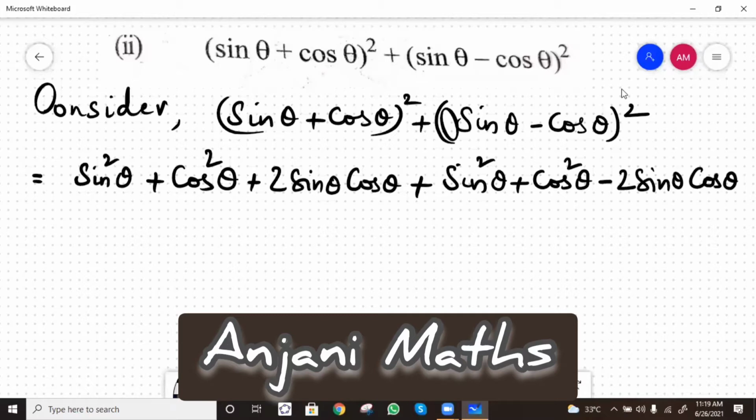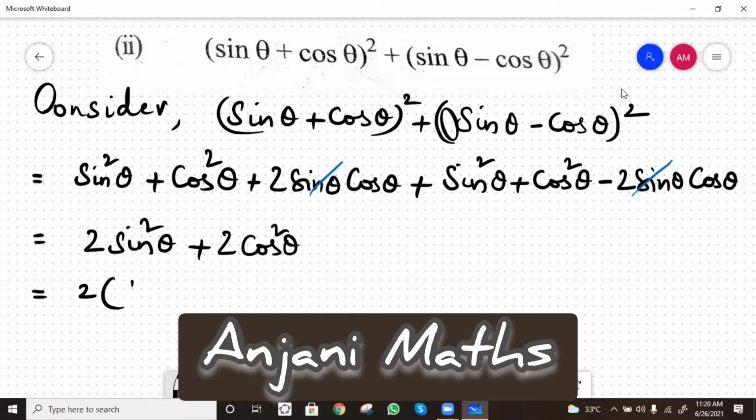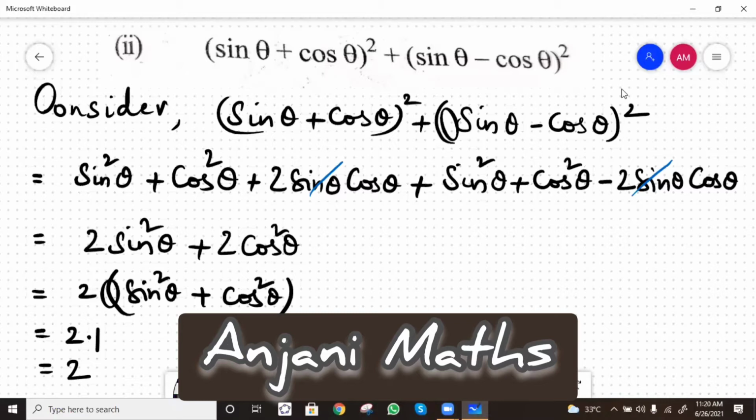Here plus 2 sin theta cos theta and minus 2 sin theta cos theta get cancelled. So we have sin square theta plus sin square theta is 2 sin square theta. Cos square theta plus cos square theta is 2 cos square theta. So that is equal to 2 into sin square theta plus cos square theta. This is the first identity, isn't it? Sin square theta plus cos square theta, what is its value? 1. That is equal to 2 into 1. So if we simplify it, we get 2.